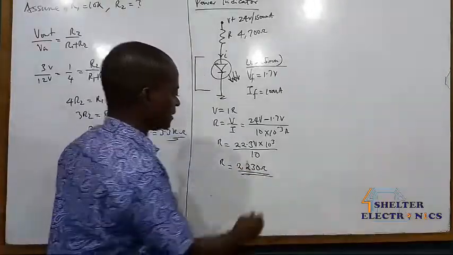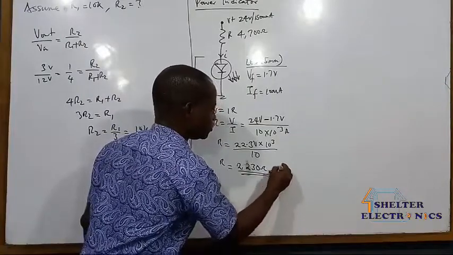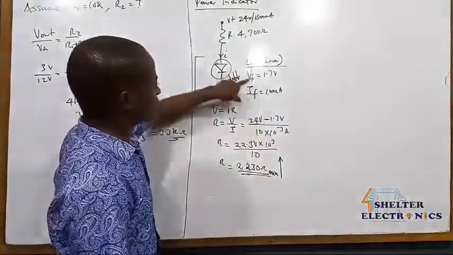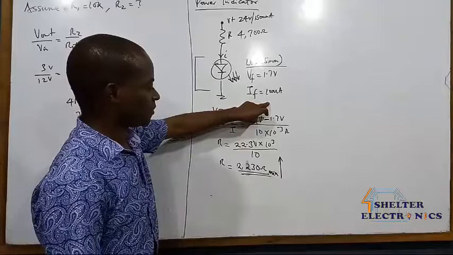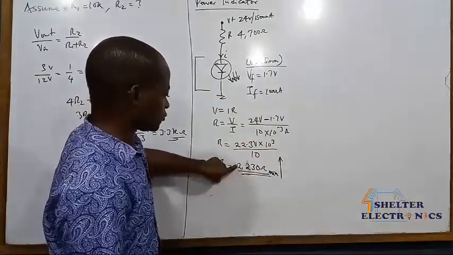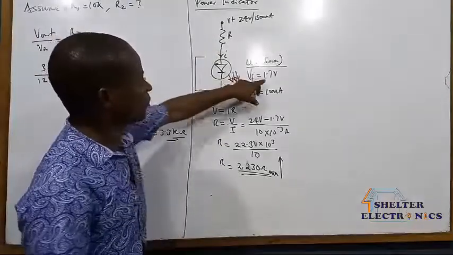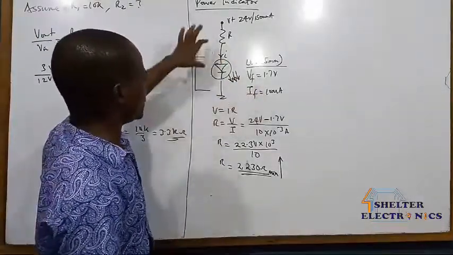Now, by way of design, this is the minimum value of resistor we are to use. We are under obligation to use something higher, and that is because while calculating, we had worked with maximum values. So using a 2,230 ohms resistor, with that maximum voltage of 1.7 will get to the LED, and maximum forward current of 10 milliamps will get to the LED.